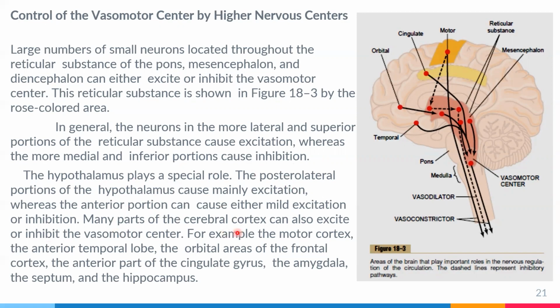Many parts of the cerebral cortex can also excite or inhibit the vasomotor system. For example, the motor cortex, the anterior temporal lobe, the orbital areas of the frontal cortex, the anterior part of the cingulate gyrus, the amygdala, the septum, and the hippocampus. Thus, these are different parts of the cerebral cortex that can excite or inhibit the vasomotor center and thus indirectly control the blood flow and the circulatory system.